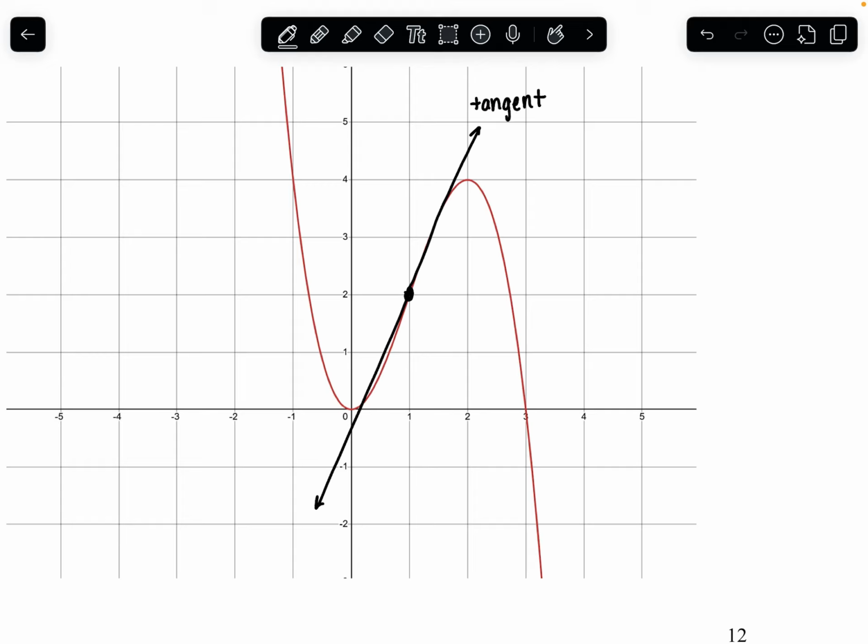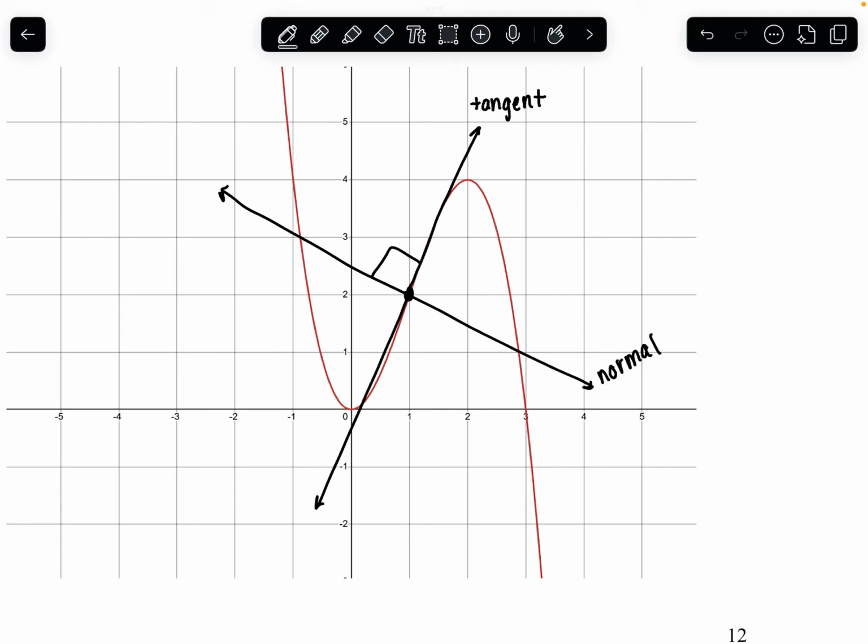And then the normal line is perpendicular to the tangent line. So what does perpendicular mean? That means that the two lines, when they intersect, create a 90-degree angle. So the normal line is going to be something like that, because these create a 90-degree angle.